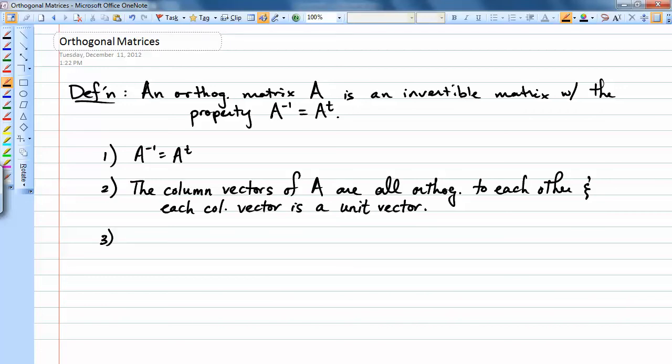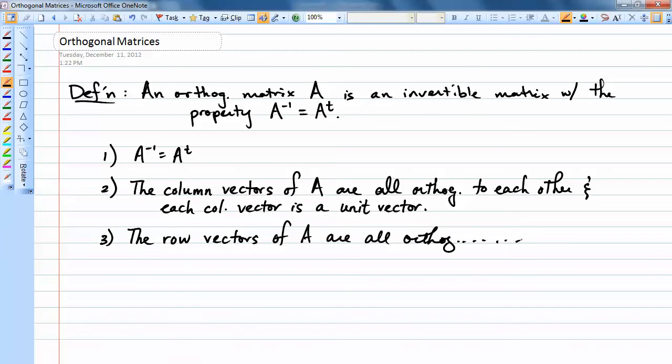And since the column vectors are all orthogonal to each other, and you know that the inverse and the transpose are the same, you could probably guess pretty quickly that if I just transpose everything, it's still going to be the same thing, which means that the row vectors of A are all orthogonal to each other, and every row vector is a unit vector. Okay, so that's all written on the 7.2 handout.